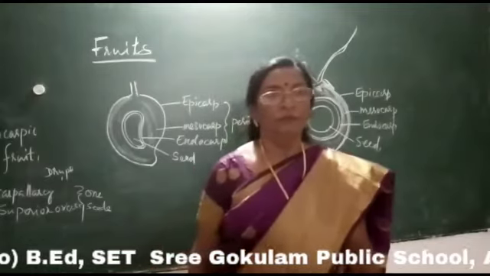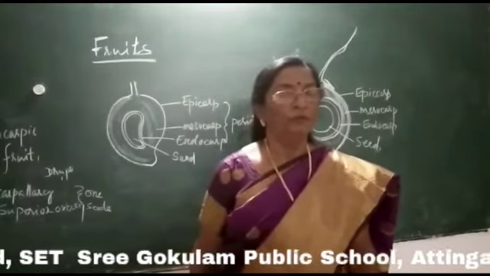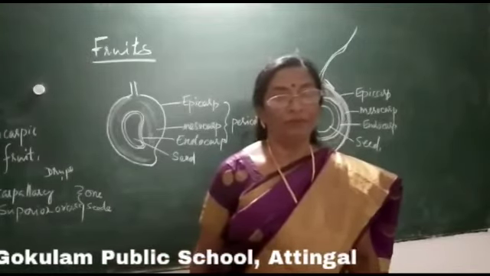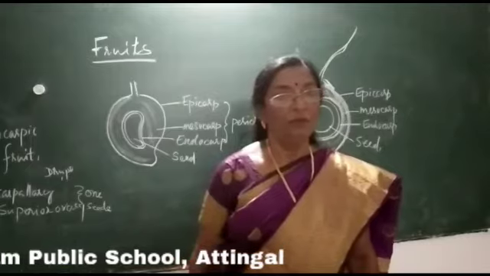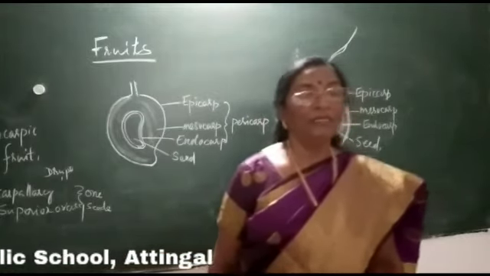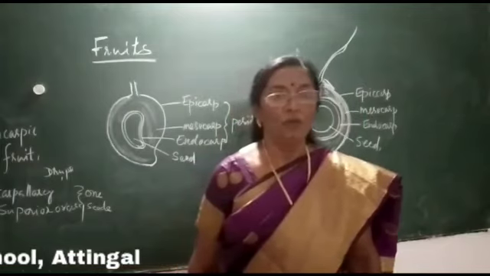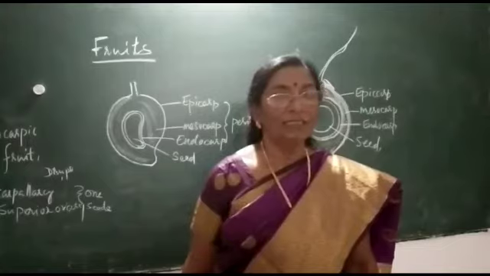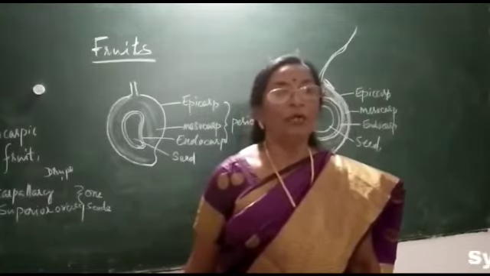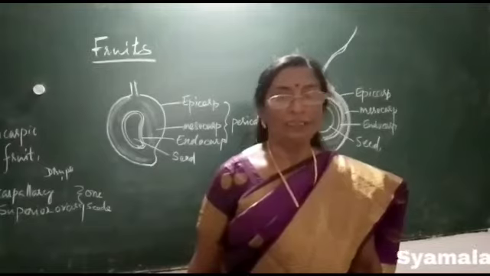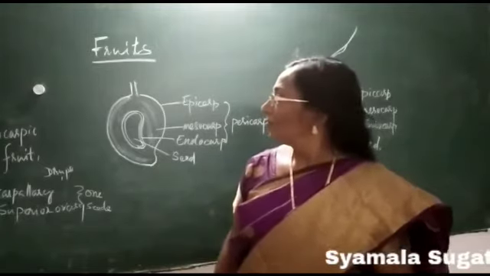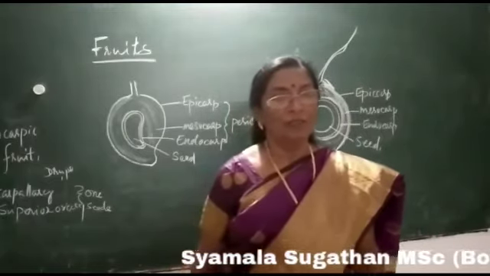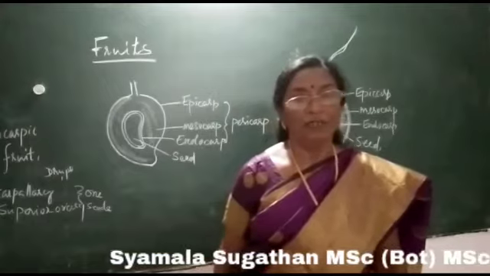Fruit is the ripened ovary after fertilization. In certain cases we can see a fruit may be formed without fertilization. In such a case it is called parthenocarpic fruit. Such fruits can be seen in the case of grapes, some oranges, banana, etc.